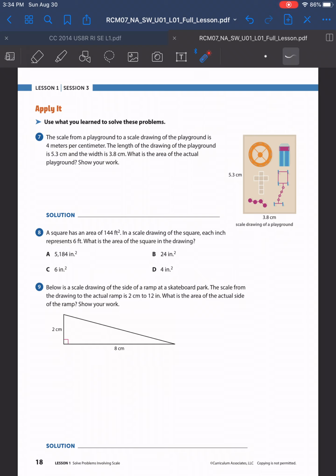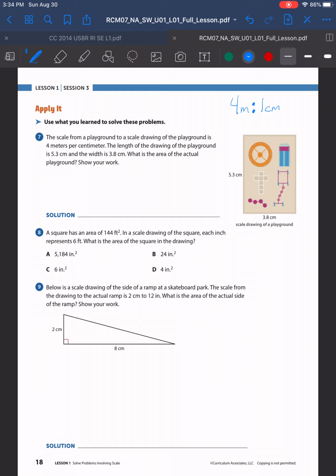Number 7. All right, get my pen. The scale from a playground to the scale drawing of the playground is 4 meters per centimeter. Okay, so I know my scale factor is for every 4 meters in real life, that's 1 centimeter on the drawing. The length of the drawing of the playground is 5.3 centimeters and the width is 3.8. What is the area of the actual playground?